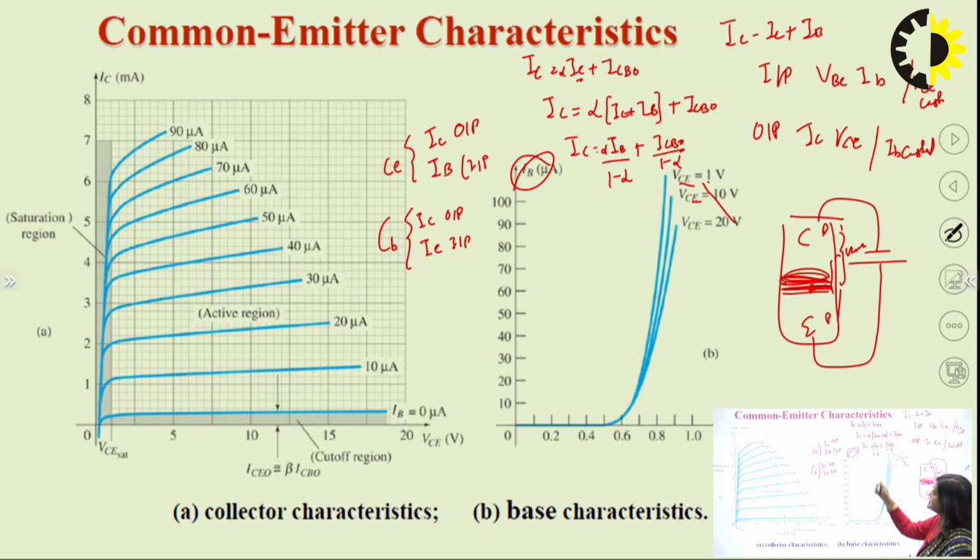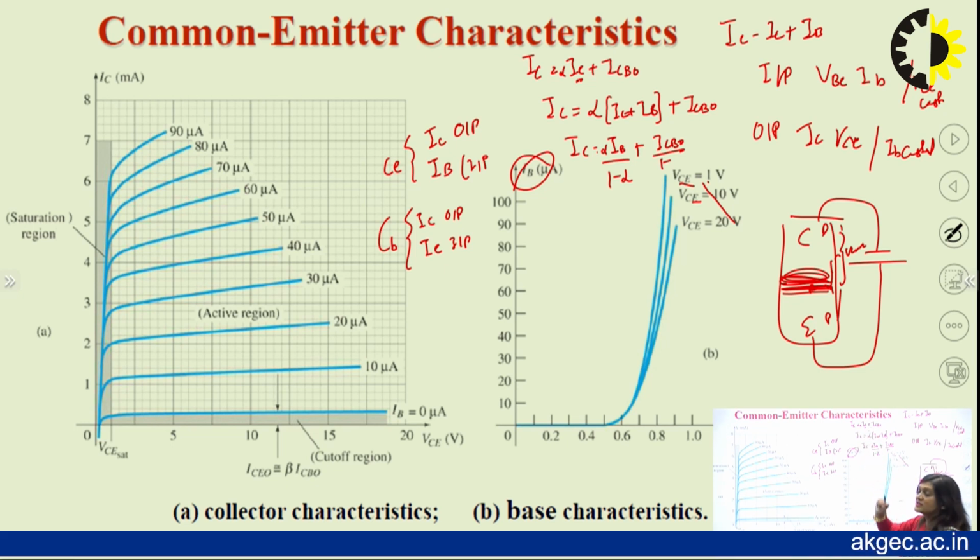So here IC is the output current and IB is the input current, and in the previous case we had IC is equal to alpha IE plus ICBO. There IC was the output current and IE was the input current, and that equation was used in the common base configuration. From it we have obtained this equation, IC is equal to alpha IB upon 1 minus alpha plus ICBO upon 1 minus alpha. Here IB is the input current and IC is the output current.